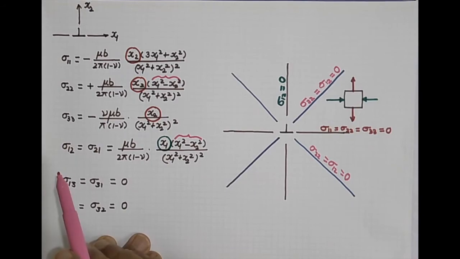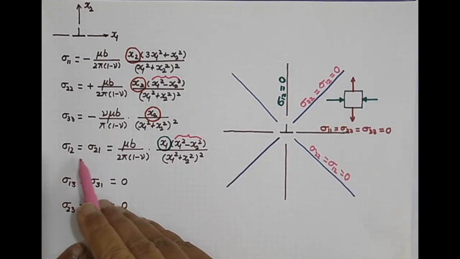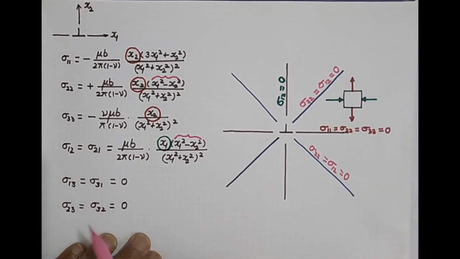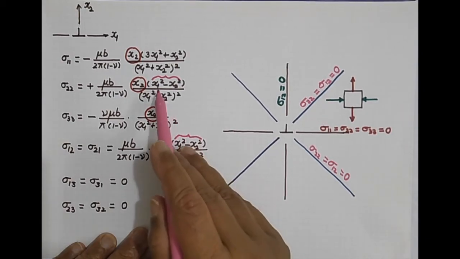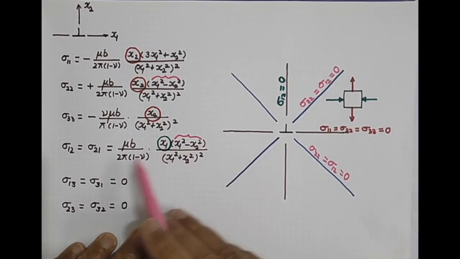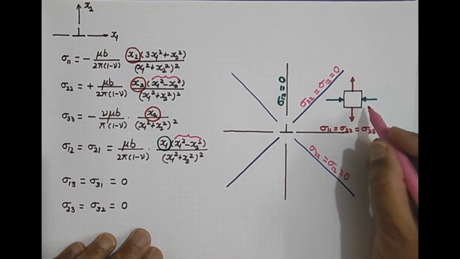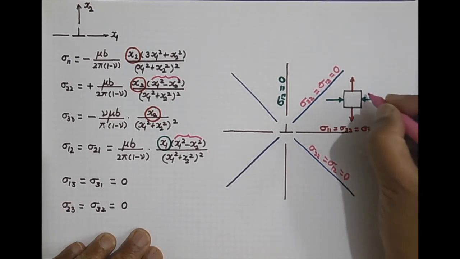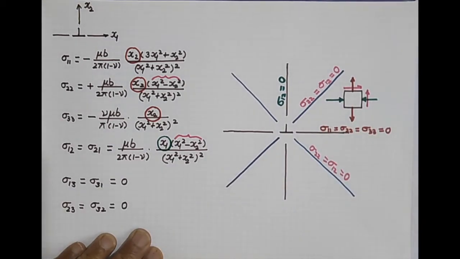Now, let us look at the shear stress component. We will not draw the sigma 3-3, which is going into the plane. We will draw the shear stress sigma 1-2 and sigma 2-1. Again, if you see, x1 is positive. For the same argument which we gave for sigma 2-2, x1 square minus x2 square will also be positive. So this shear stress is a positive shear stress. So on the positive side of the plane 1, it will act in the positive direction of the second axis. So the shear stress component will be shown like this on this volume.